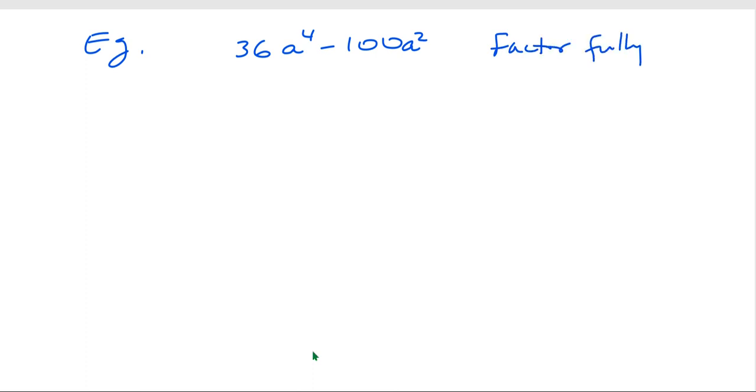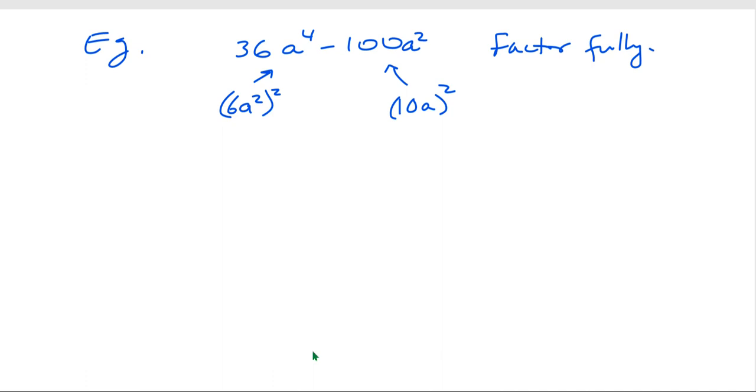So first thing to ask: is this a difference of squares? And it is, because this 36a to the 4th could be written as 6a squared, the whole thing squared. Right? 6 times 6, a squared times a squared. And this 100a squared could be written as 10a, all squared. So it is a difference of squares, and I can factor it as a difference of squares.